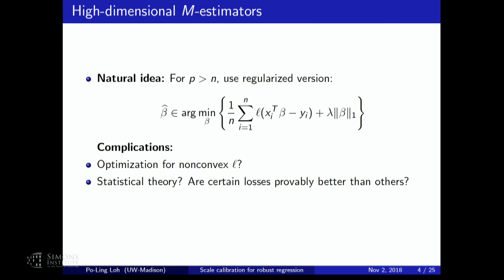And maybe another question is just, well, I gave some reasons for why one might use a non-convex loss function or something like a Huber loss in the classical setting. But in a high-dimensional setting, you might be looking at slightly different quantities and slightly different notions of how one loss is better than the other. So in this talk, I'm going to try to address both of these questions.